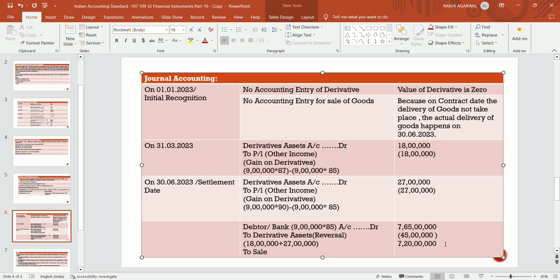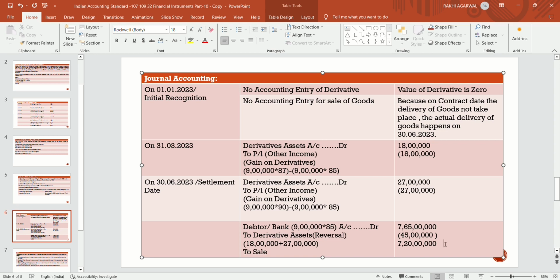No entry is required for the derivative because the value of the derivative is zero at the time of making the contract. At the initial date there is also no supply or delivery of goods, so both the host contract and the derivative contract are not to be recognized, because on the contract date the delivery of goods does not take place. The actual delivery of goods happens on the settlement date, that is on 30th June 2023.